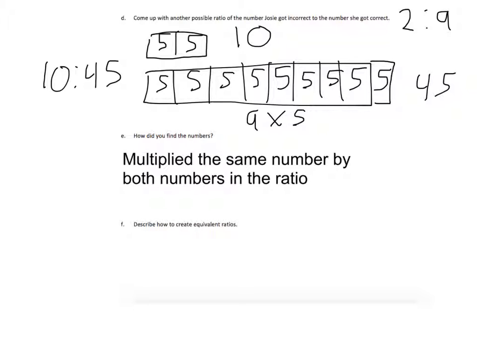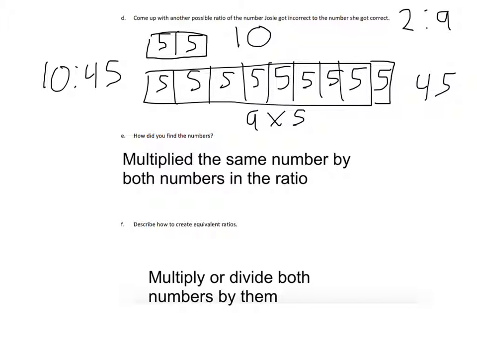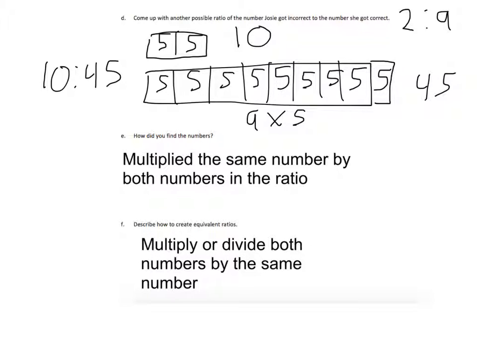So describe how to create an equivalent ratio. Well, what will we do? We will multiply or divide both numbers by the same number. And there we go. That is how we can create an equivalent ratio.